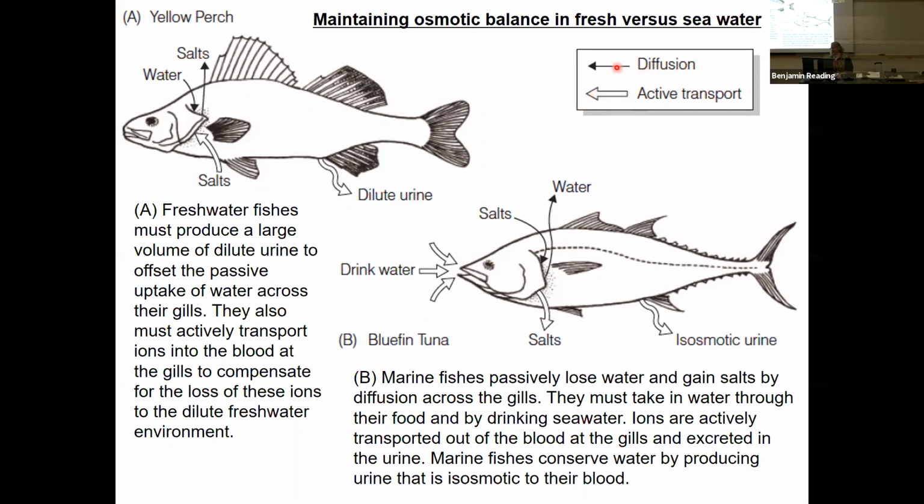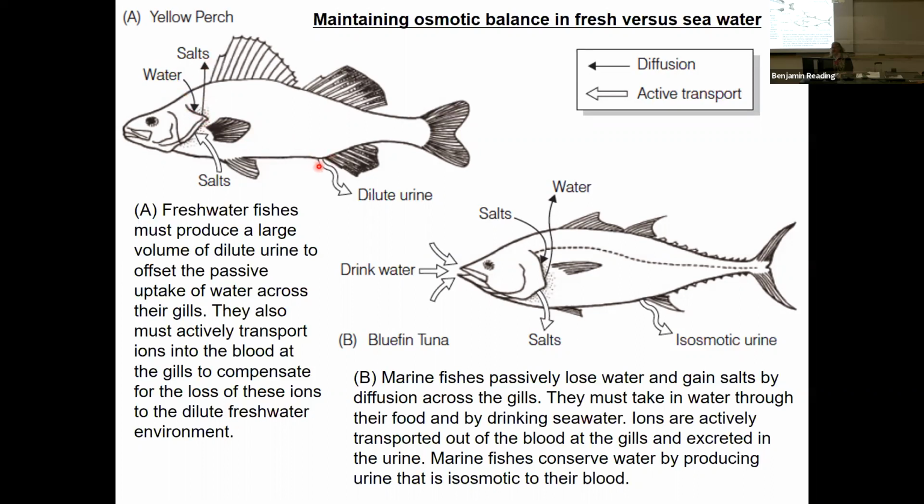Diffusion is passive, meaning flowing down a concentration gradient. Can't stop it, can't help it. Salts are actively pumped in at the gill. Freshwater fish need salt. Water is leaking in passively, and the freshwater fish is losing salt passively to the environment, down its concentration gradient, down its concentration gradient.